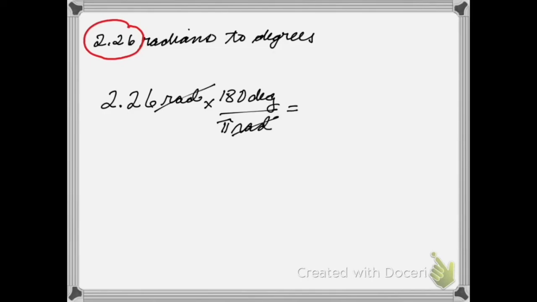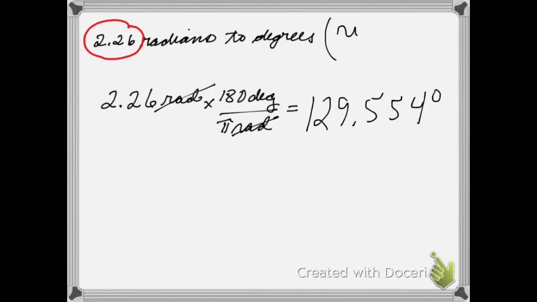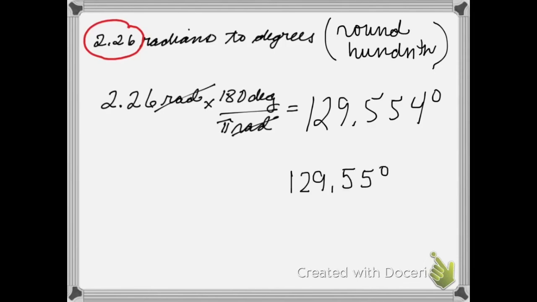And with the calculator key in, I'm going to get 129.554 degrees. And here we're going to be asked to round to the nearest hundredth. So the answer would be 129.6, nope, hundredth would be 129.55 degrees.